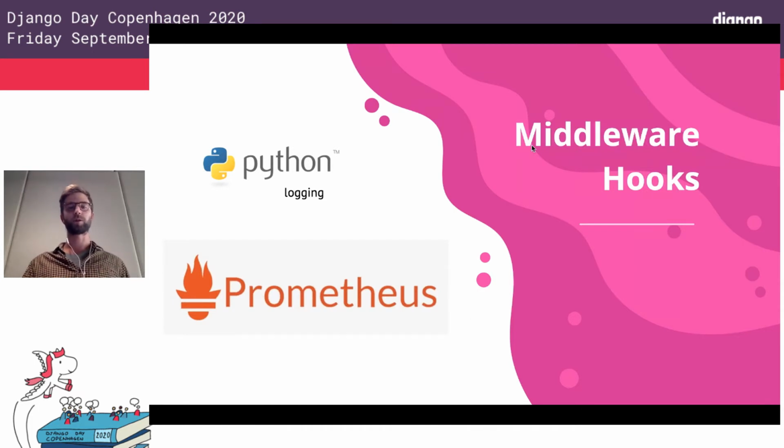Another thing that we introduced in this project, which I think is really powerful, is called Middleware Hooks. Basically, what this allows you to do is plug into the entire lifecycle of Relé. We include Python logging out of the box, and we also include Prometheus metrics out of the box as well.